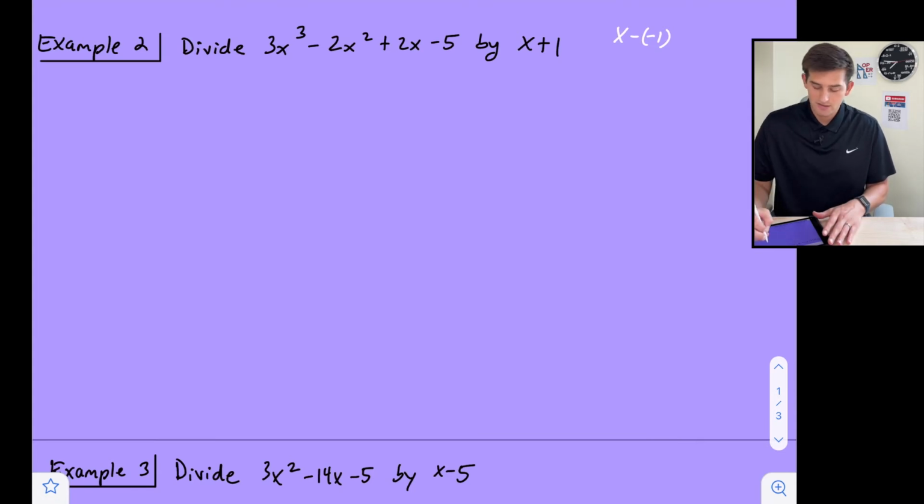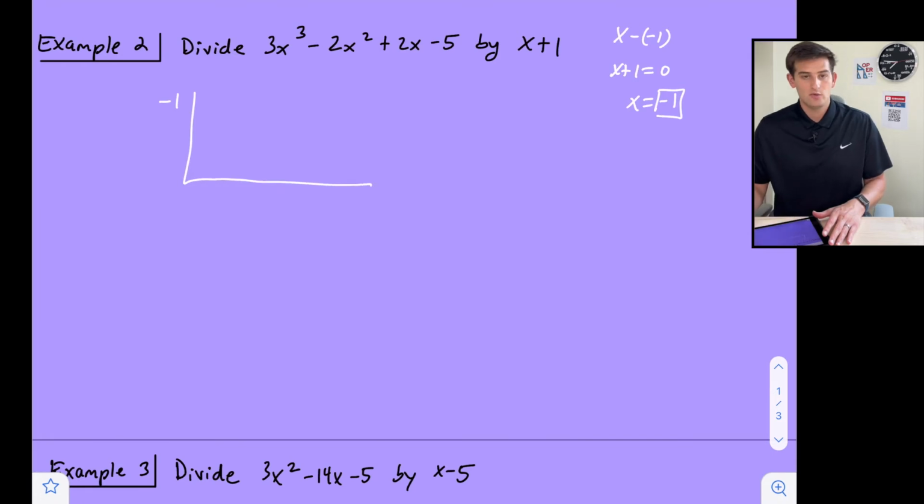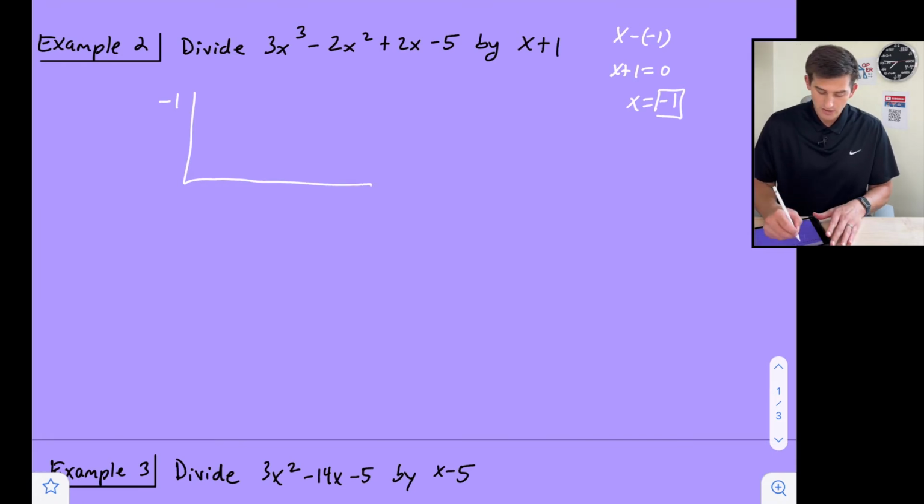Another way to find this is we could set this equal to 0. So x plus 1 equals 0, so x is equal to -1. And so now remember, we're going to take that -1, and we're going to use that in our synthetic division. So our coefficients here, we have 3, we have -2, we have +2, and we have -5. Okay. So now once again, we're going to bring down our first term, so that'd be a 3, -1.